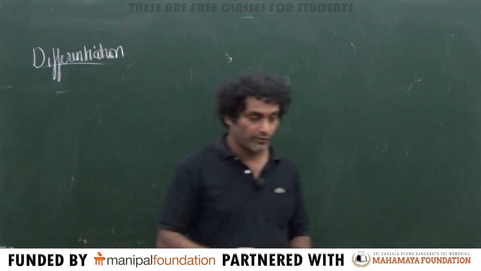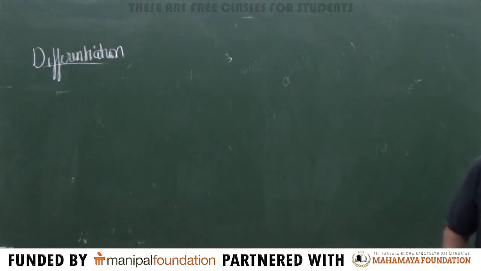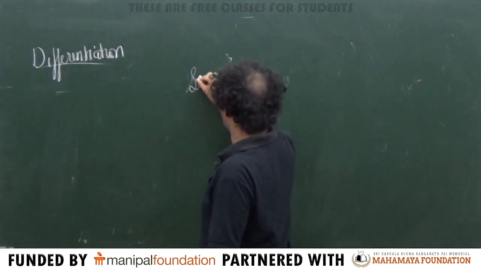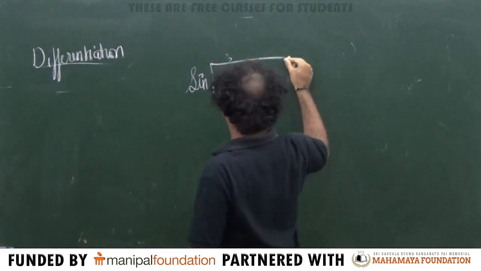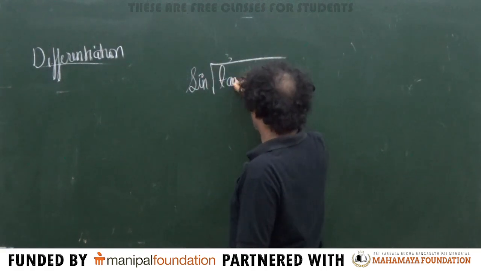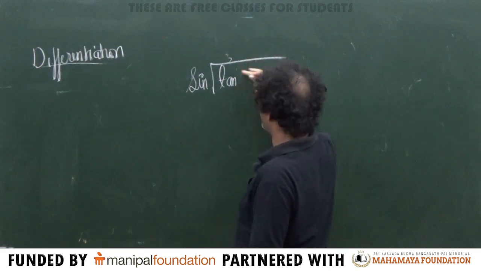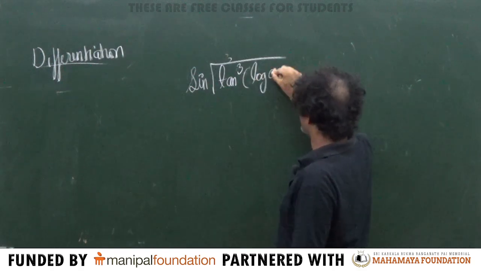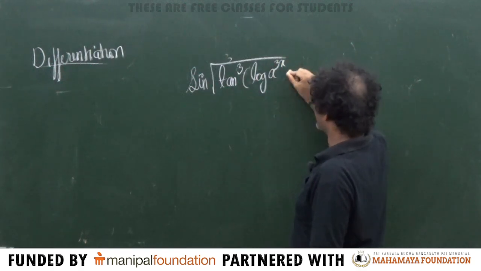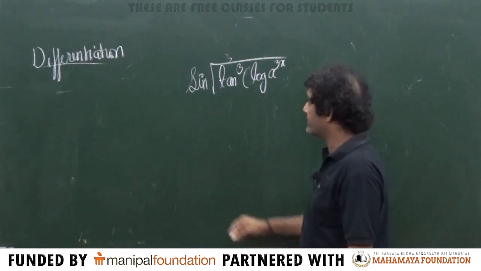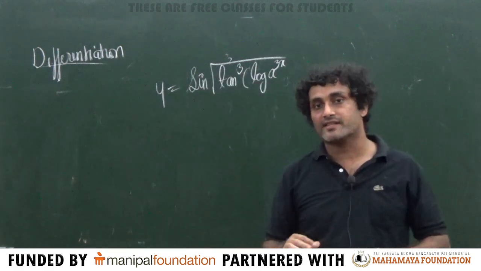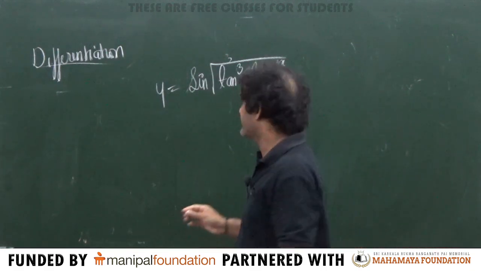So I think you are following that much, right? Yeah, we'll go ahead, okay. What's chain rule? I'll give one example. Sine of root of tan square, if I do, we are stuck. Tan cube log of a power 3x. Like this, if they give, this is y. So what we'll have to do is we'll have to keep on differentiating till you get one simple term, okay?